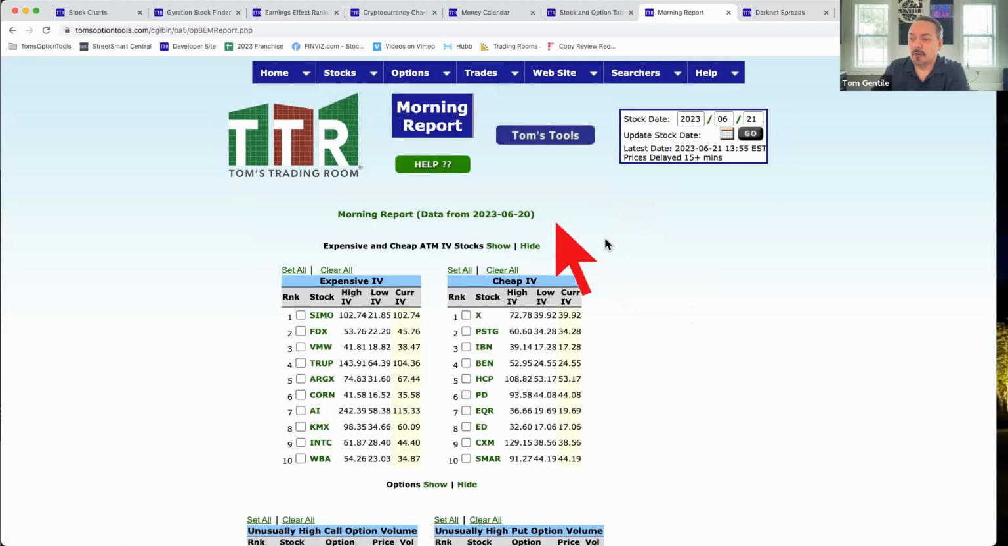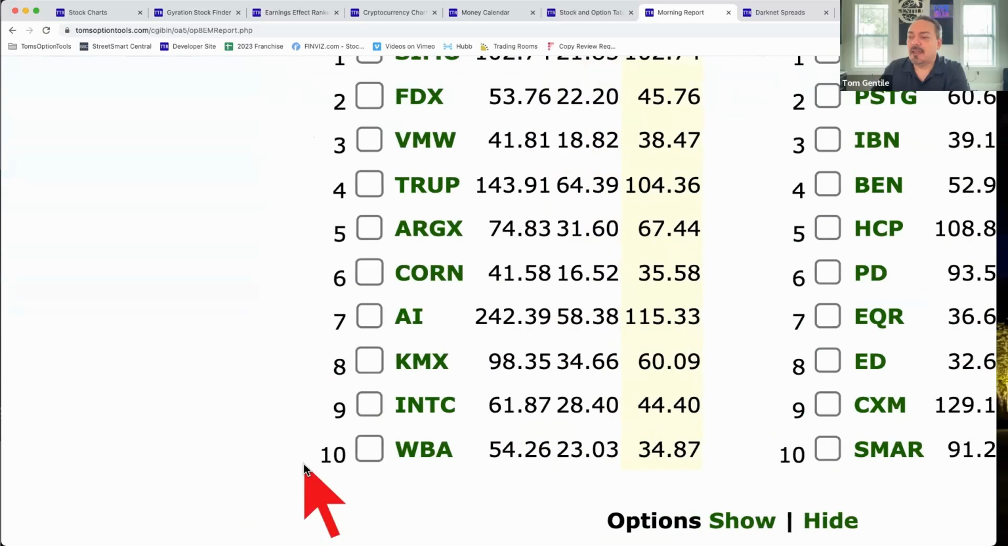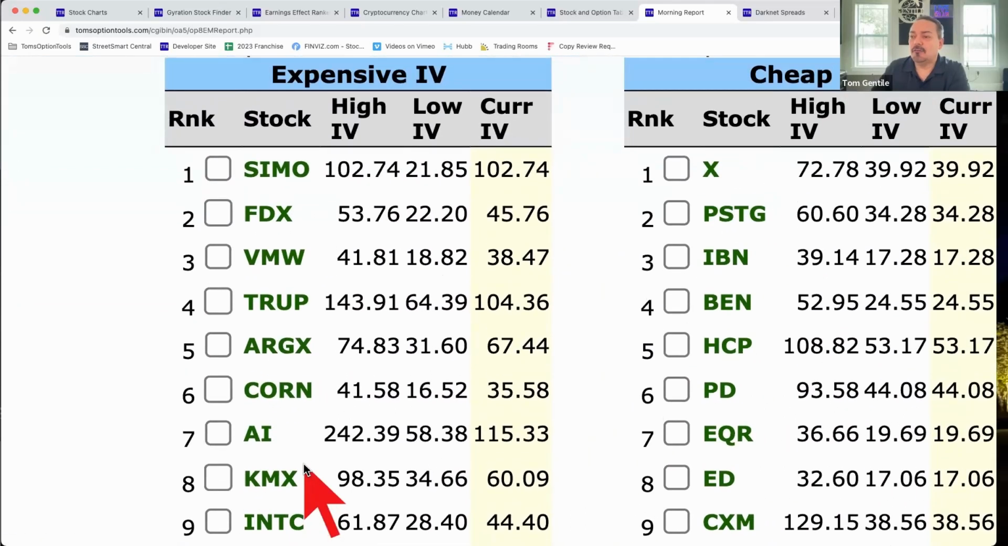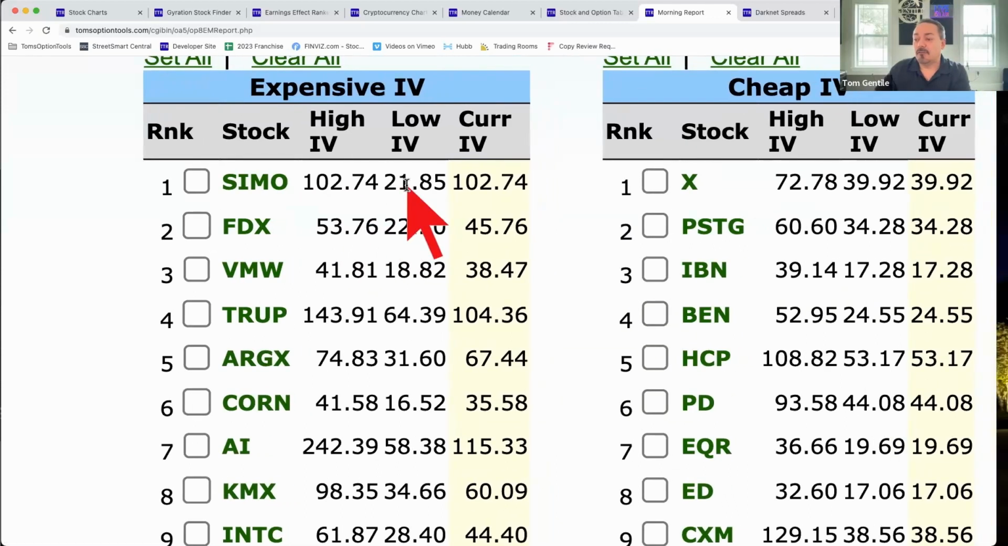So our Morning Report gives us each day those top 10 most expensive options. Now, this is outside of the S&P. This is all optionable stocks. So you can see FDX, FedEx is on this list. SIMO has been on this list for a few days. And here's C3AI. That's been a big mover in IV lately.